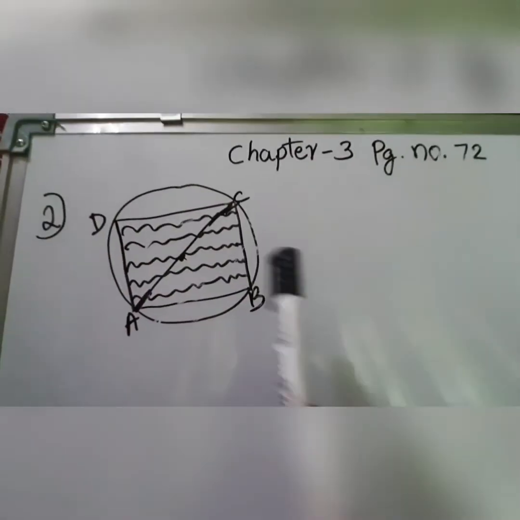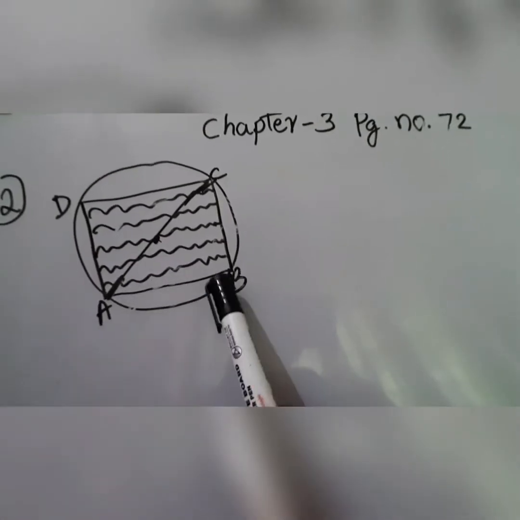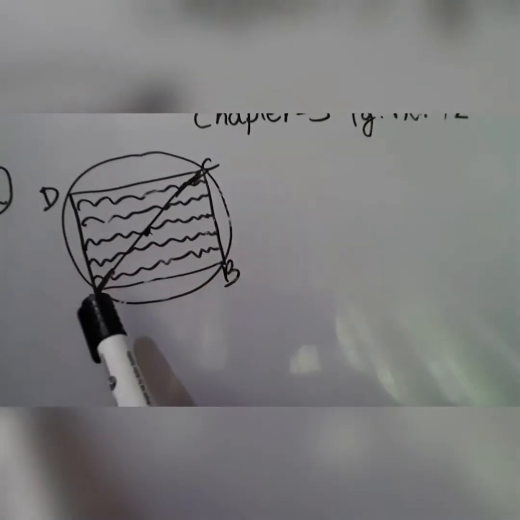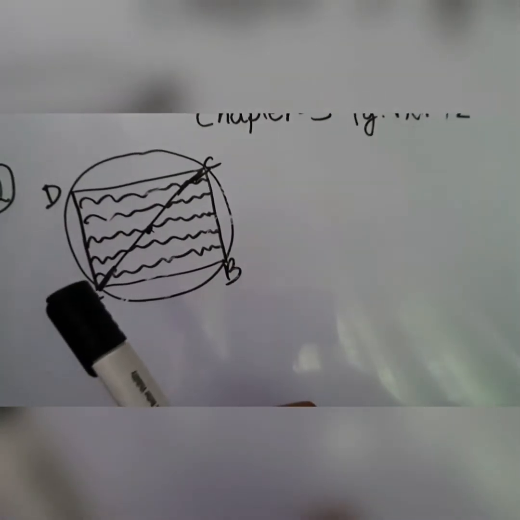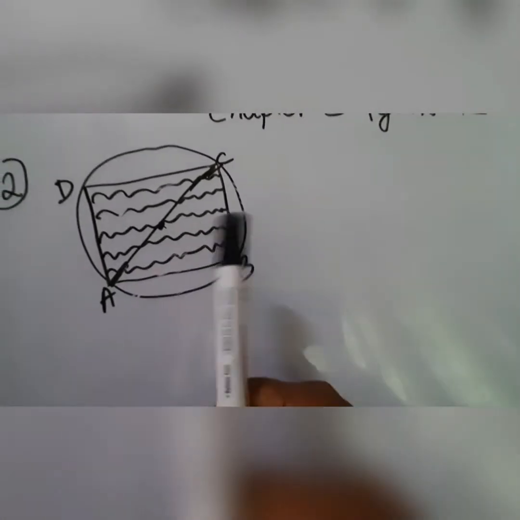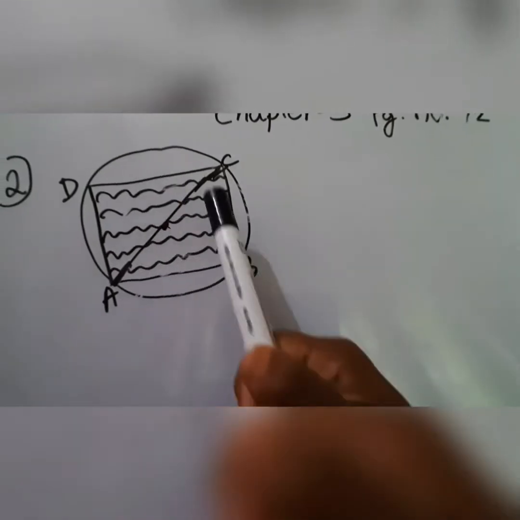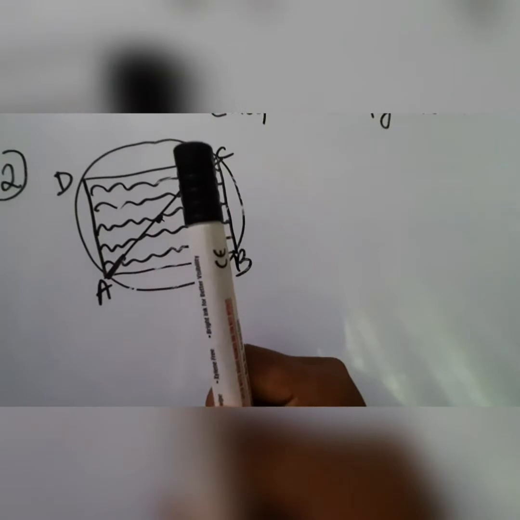Now second question, a square with all vertices on a circle. Now I draw a circle and a square inside it. All the vertices lie on this circle. Now the question is, what is the probability of putting the dot in this shaded part, that is the square?